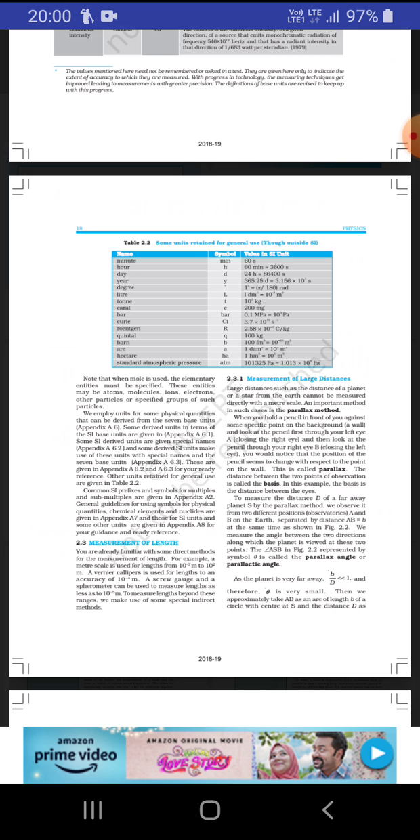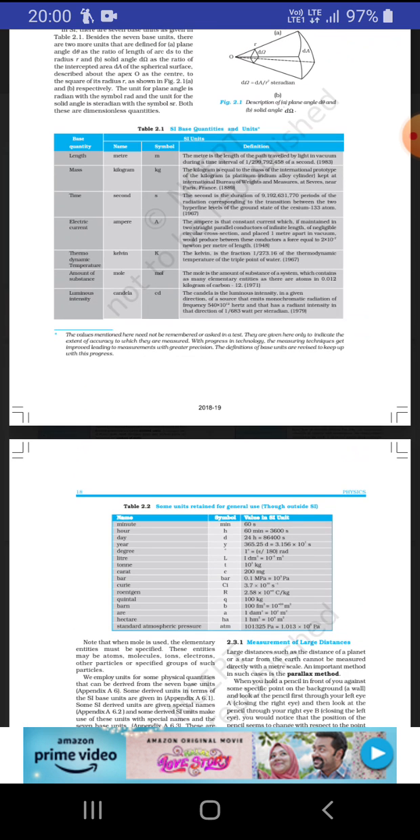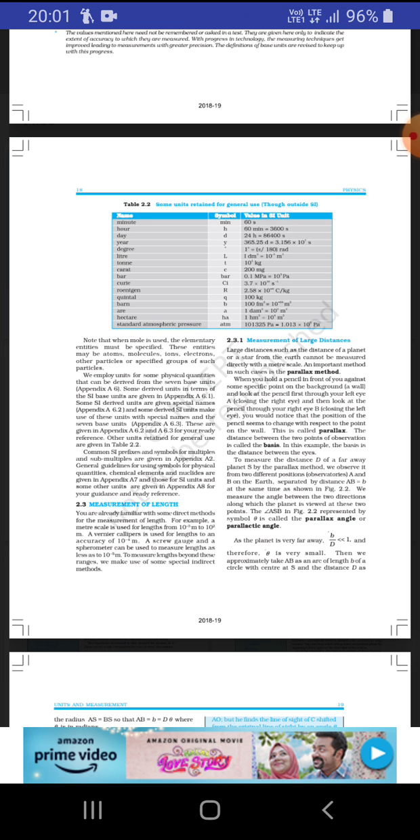Here they have given the symbols of some quantities and the SI unit of each. So let's read this. Some physical quantities can be derived from the seven basic units. Some of the SI units are given special names. The seven base units are given in Appendix 6.2 and 6.3 for your ready reference, and other units are given in Table 2.2. Here you can see.